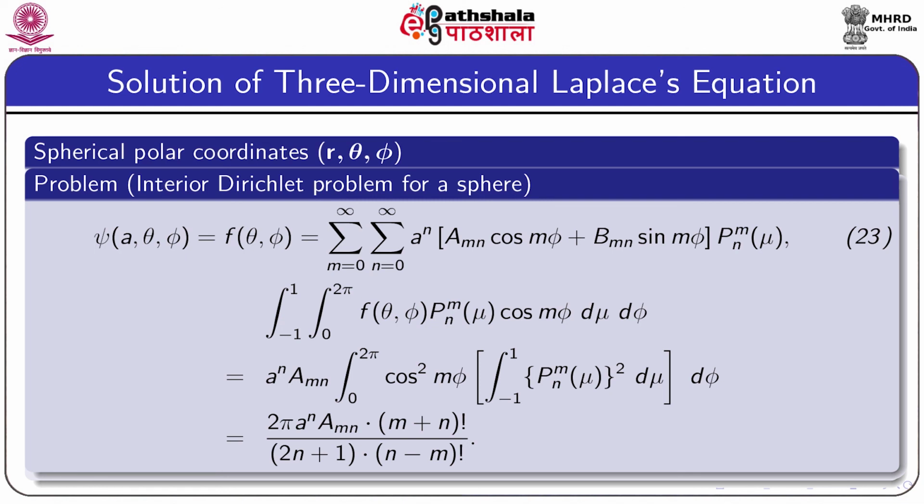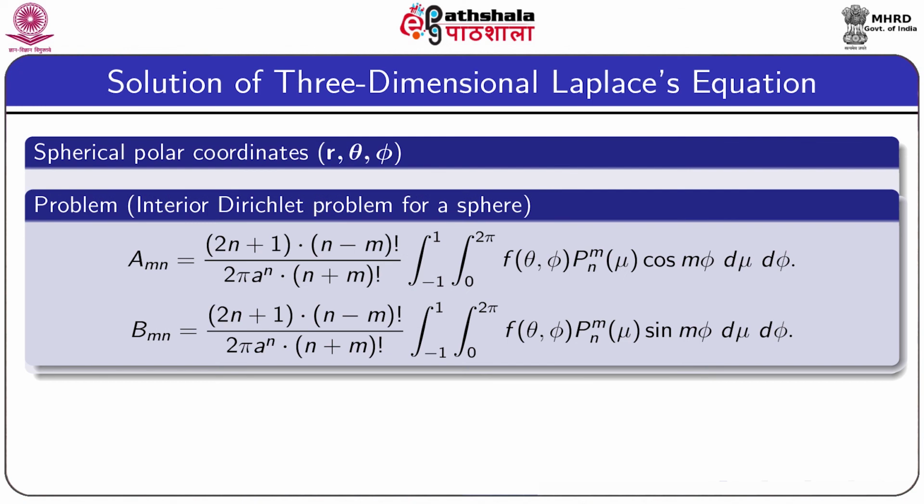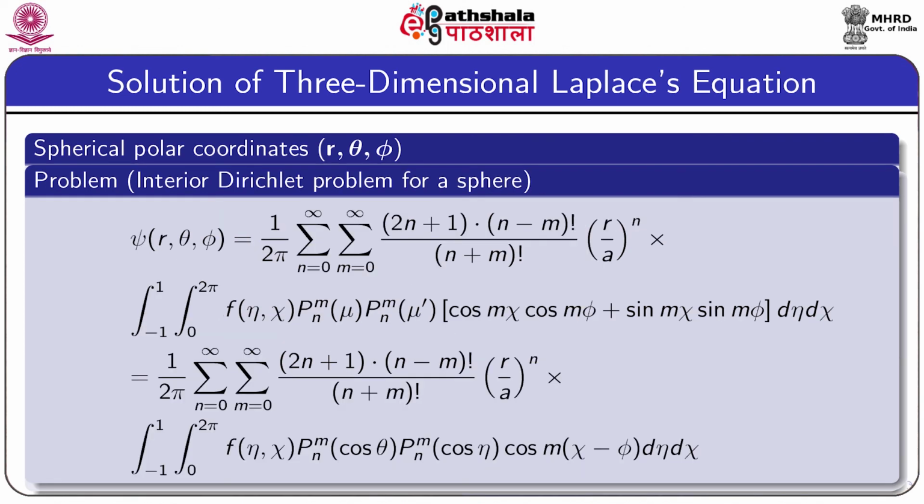Similarly, to obtain the value of Bmn, we need to multiply both sides with the expression sin m phi and P n m mu. So, that will give the expression for Bmn, which is written here. So, we can obtain both Amn and Bmn in this way. Thus, the solution becomes psi equal to, which is written here. We can make a simplification like this. We can write the cosine function and sine function together to make it cos of m (chi minus phi). So, this is our final solution, or the required solution, of the given problem.